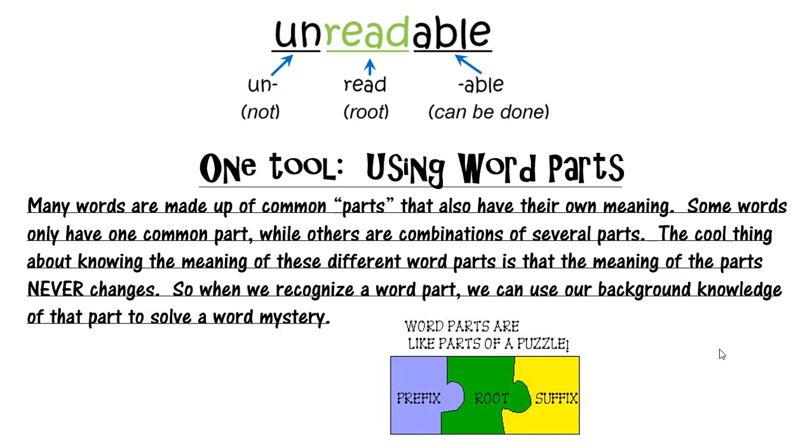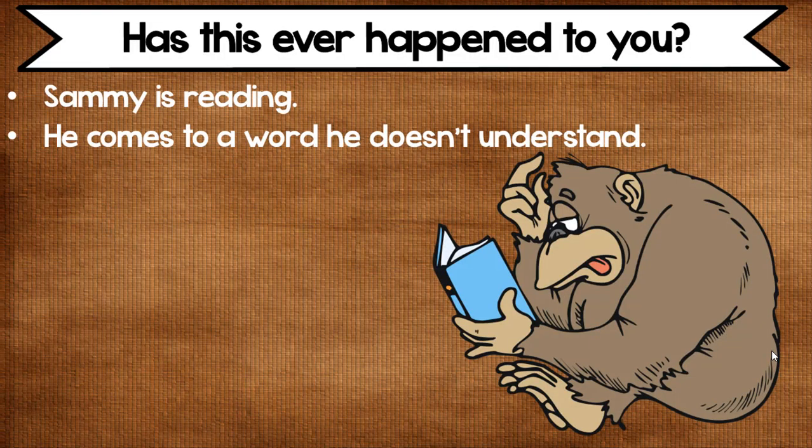So when we want to break apart those words, look at the word unreadable. Un is the prefix, and that word un, we've seen it before, means not. The suffix is able, can be done, and the root word is read. So if we put the prefix and the ending of the suffix and attach it with the root word, we are not able to read something. It's unclear to us. But if we take the word un off, we are able to read it. Has this ever happened to you?